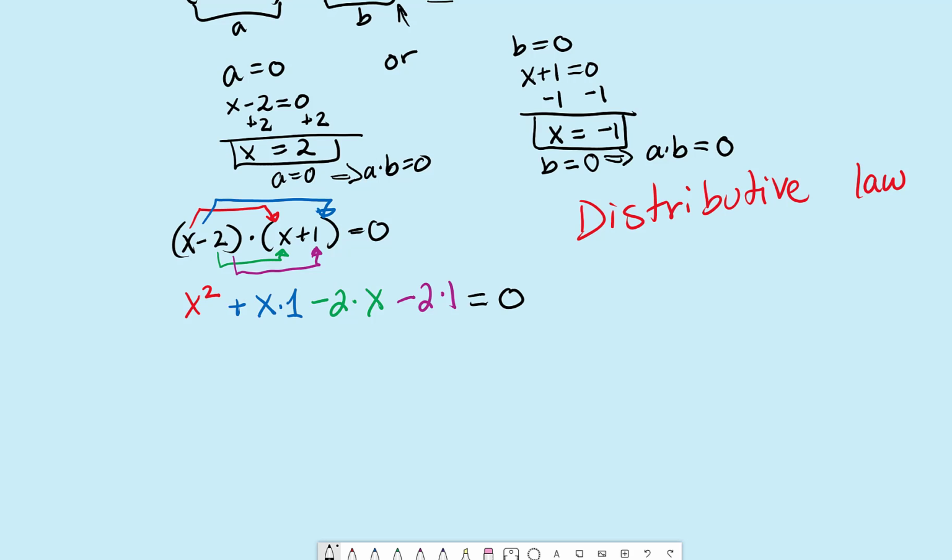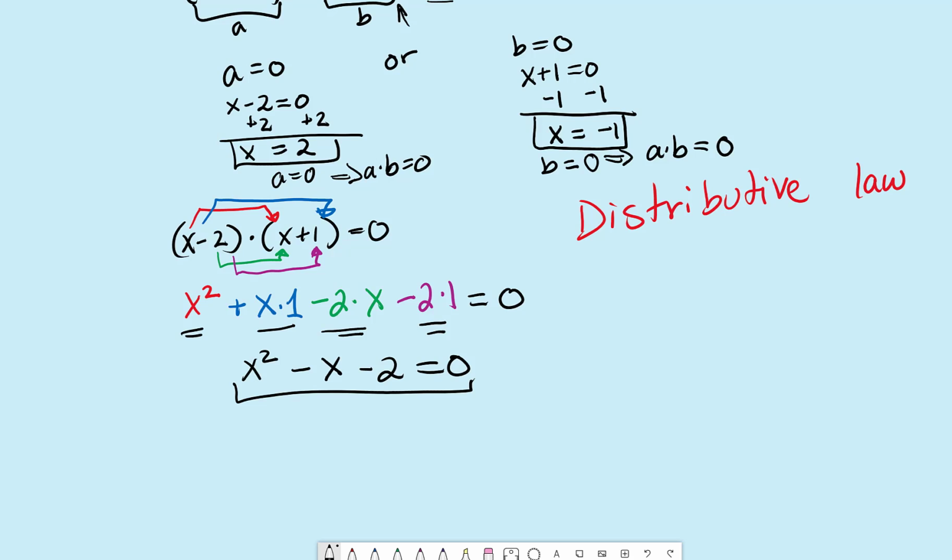Now let's gather up our like terms. So we have x squared here. We have x times 1 minus 2 times x. So we have 1x and then we take away 2 x's. So that's just negative x. So it's minus x. And then this term is negative 2 times 1. So we have minus 2 equals 0. So this is our polynomial.